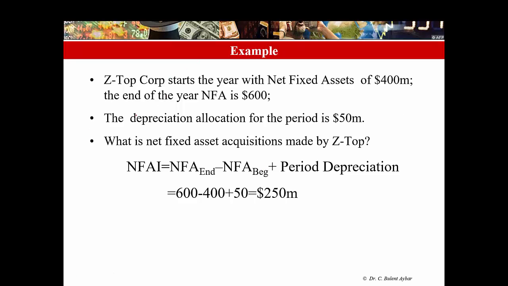So let's look at this example. In this particular case, the company ZTOP starts the year with a net fixed asset investment of $400 million and ends the year with $600 million, and the company has $50 million of depreciation allocation for the period. So the change in the net fixed assets is calculated right here: end of the period minus beginning of the period, which is $200 million, plus the period depreciation of $50 million. So we have $250 million of net fixed asset investments.